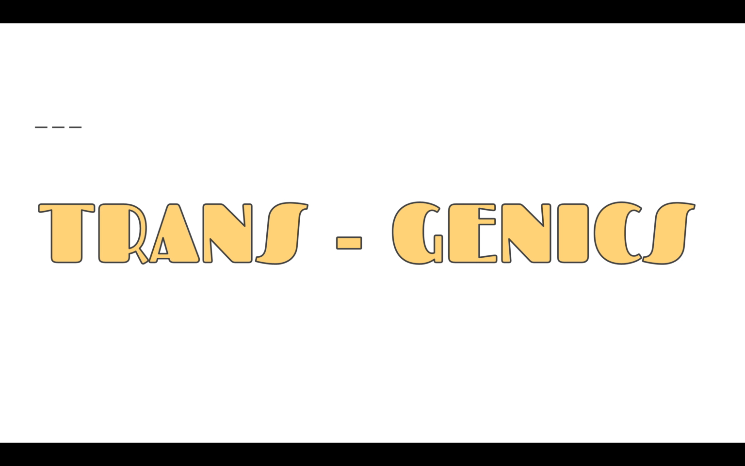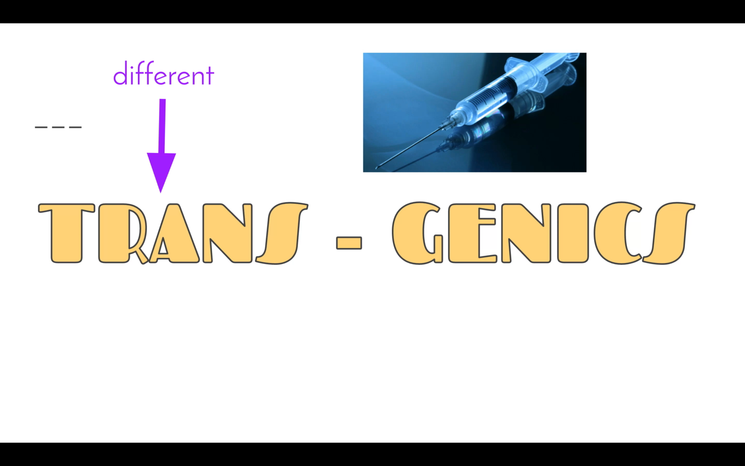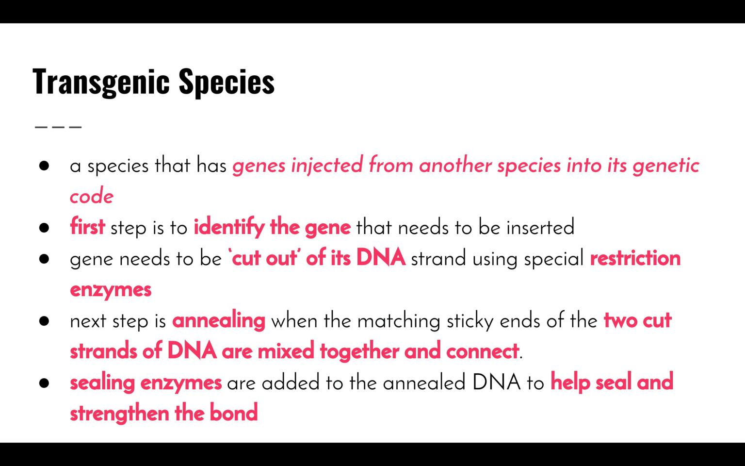So, one of these particular types of biotechnology is referred to as transgenics. When we look at the word, we can break it up into its two components: trans means different, and genics obviously refers to genetics or genes. A transgenic species is a species that has genes injected from another species into its genetic code.